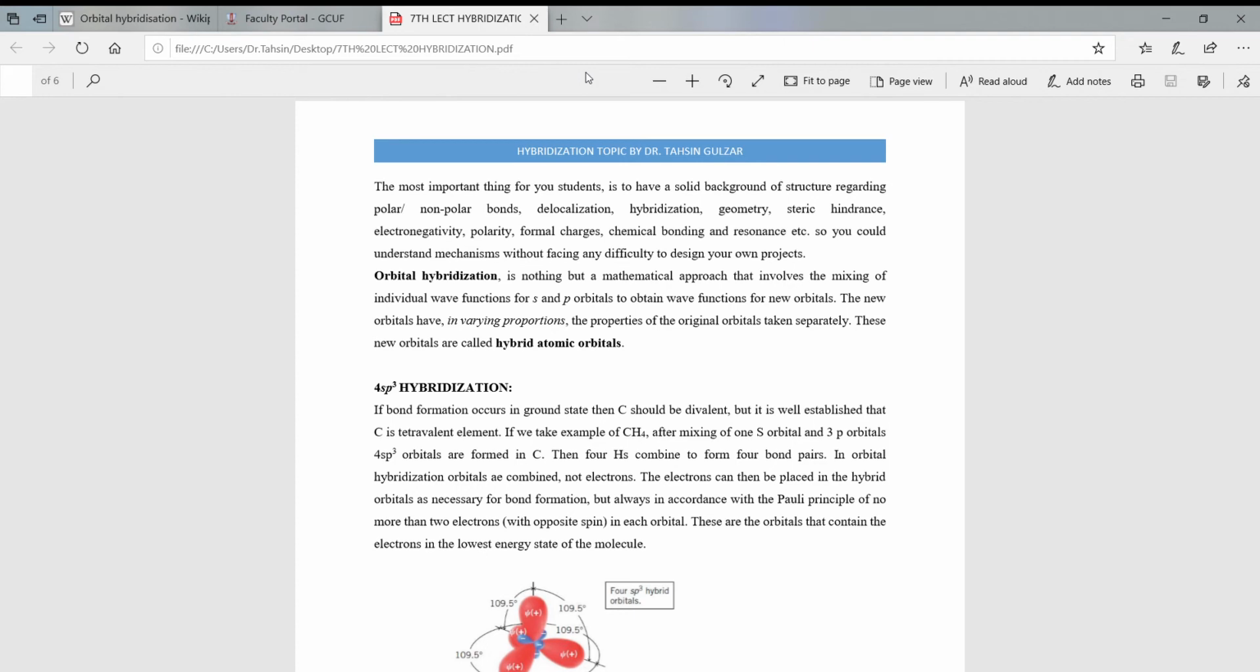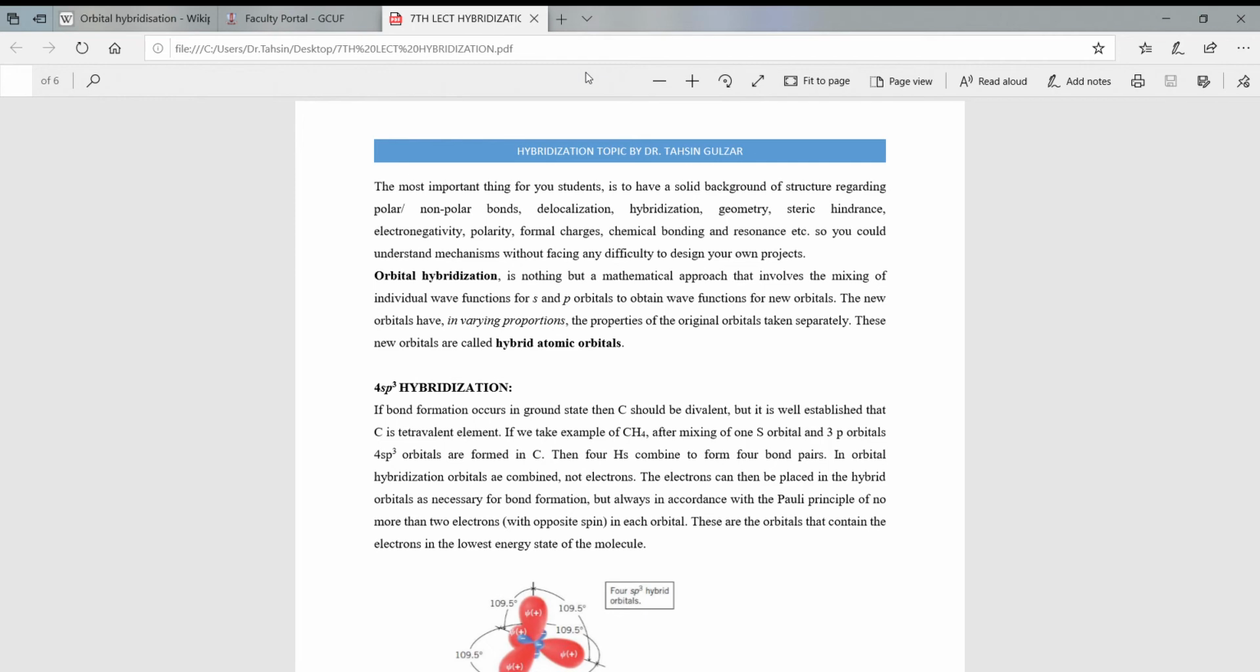So in sp3, 4 orbitals are involved with 25% s character and 75% p character, a 1 to 3 ratio. In sp2 hybridization, 1 s and 2 p orbitals are hybridized, meaning a 1 to 2 ratio, or if we calculate the percentage, it is 66% p character and 33% s character. And in case of alkynes, s character and p character are both 50% each, a 1 to 1 ratio.